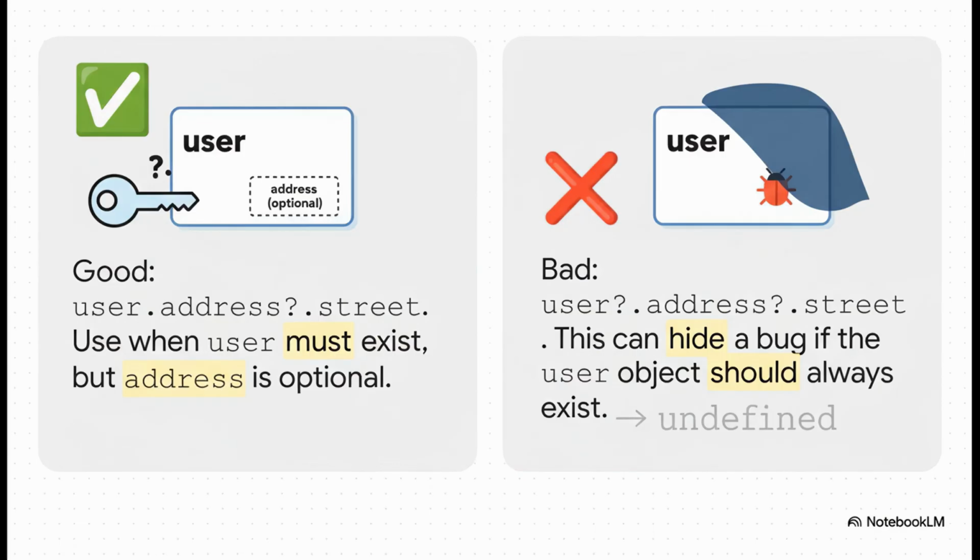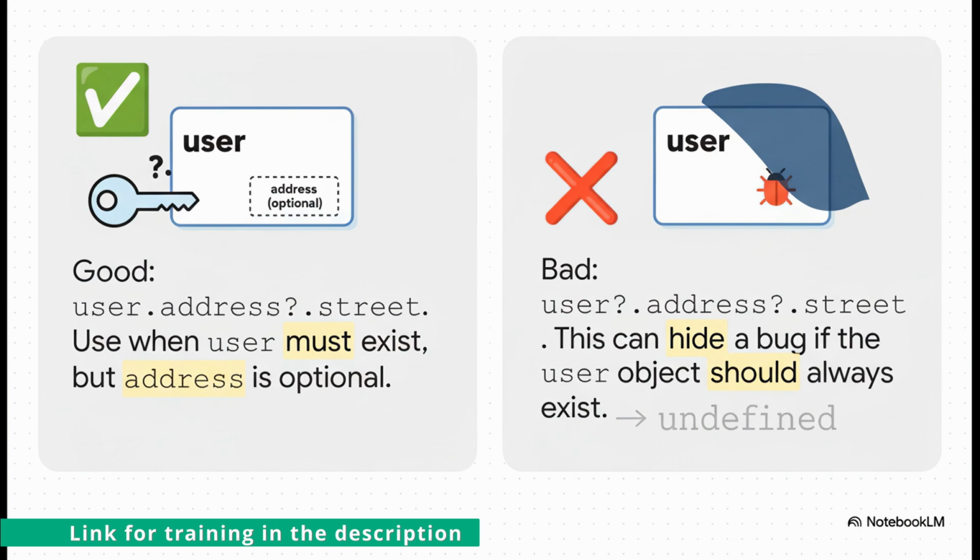Let's break this down. On the left, we have a perfect use case. Our application logic says that a user object has to be there, but maybe their address is optional. So we only put the ?. on the address. But look at the bad example on the right. If your application absolutely requires a user to function, but it's missing for some reason, this code won't throw an error. It'll just hide the problem by returning undefined, and that can lead to some really confusing bugs down the road.